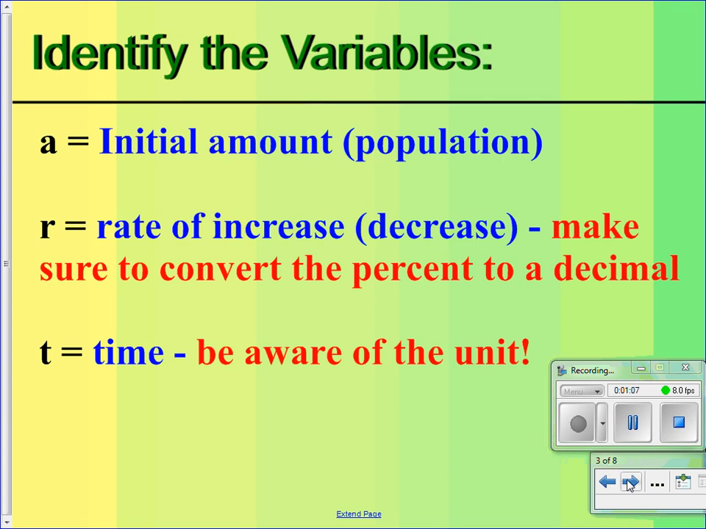Make sure that you convert the percent to a decimal, move it over 2 spots. So 5% would convert to 0.05, 15% would convert to 0.15. Do not forget to convert the percent to a decimal. And t represents the time you are looking at. Be aware of the units. It could be months, it could be years, it could be quarterly, bi-weekly. So look at that, take that into account.